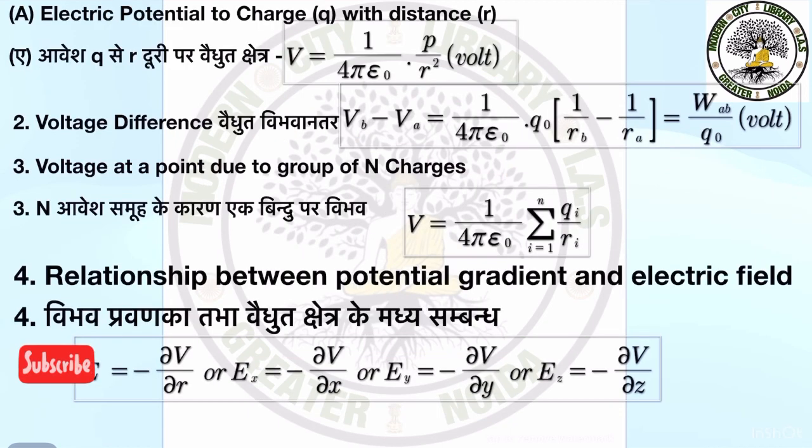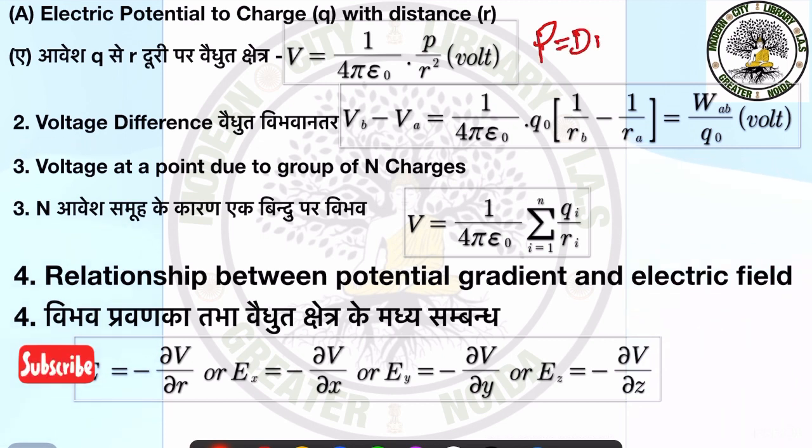Okay, let's see. First, the electric potential of charge q at distance r. What is the electric potential due to the charge at distance r? Then the electric potential is V equal to 1 upon 4 pi epsilon naught into P over R square, where P is the dipole moment.